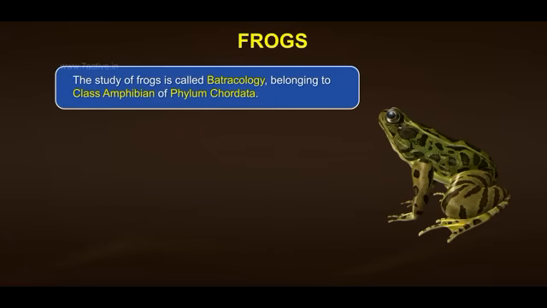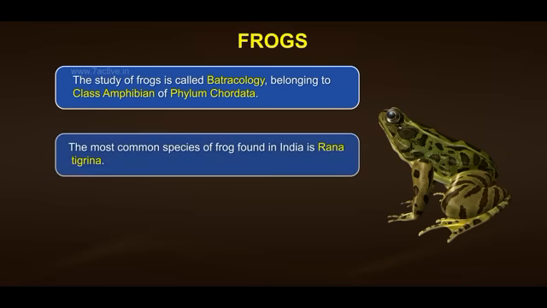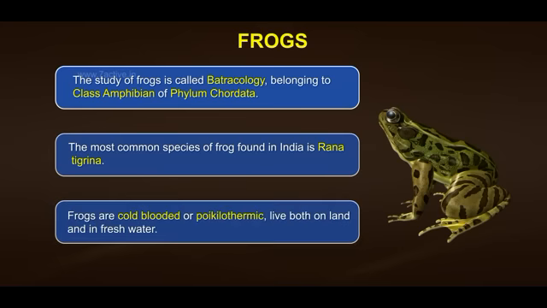Frogs. The study of frogs is called Morphology, belonging to class Amphibia of phylum Chordata. The most common species of frog found in India is Rana tigrina. Frogs are cold-blooded or poikilothermic, and live both on land and in fresh water.